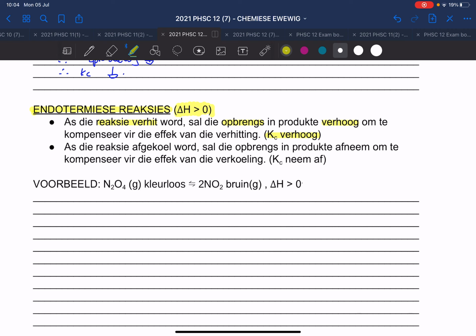Dit is net die teenoorgestelde. If we decrease the temperature, as ons dit kouer maak, sê hy nee en hy wil dit warmer maak. How does it make it warmer? It favors the exothermic reaction. Die reaksie gaan die terugwaartse reaksie wees. So it uses the products to make more reagents. So die produkte neem af. So die Kc waarde neem af. So die opbrengs van die produkte neem af. So the Kc expression decreases.